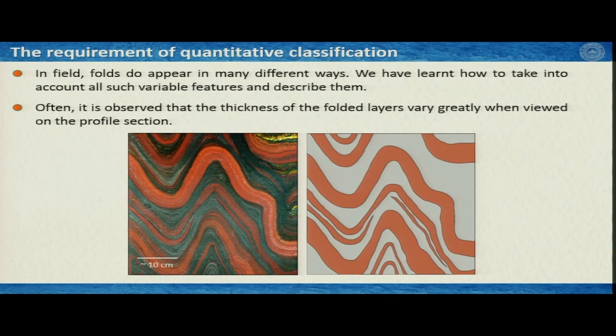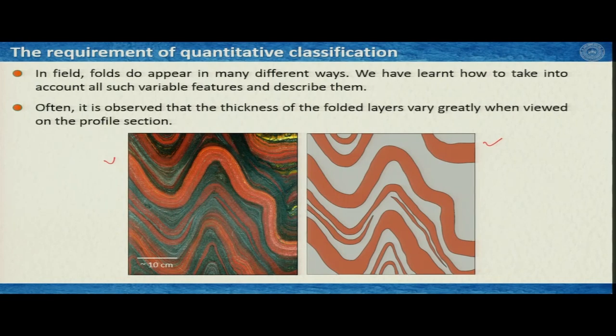In the field, from different illustrations and photographs, as you have seen in the field as well and also on the internet, folds appear in many different ways. In the previous lecture, we learnt how to take into account all such variable features and describe them. These are all qualitative measurements, but if we look at folded structures in a different way, we see that the thickness of the folded layers also varies greatly along or close to the profile section. Here I have one image, and the next one is a sketch of this image, or a geometric model of this folded structure that we see on the right side.